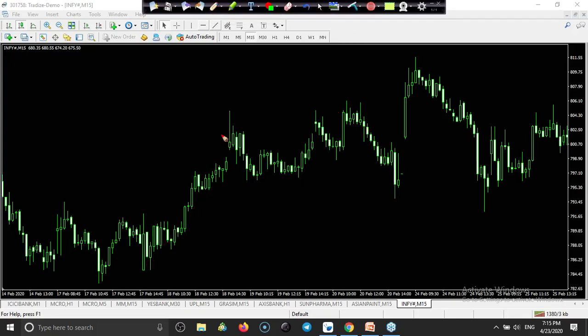Let me explain again. So phir se main bata raha hoon. Abhi market upward ja raha hai, higher high, higher low. Why? Pehle niche aa raha tha, yeh lower low banaya, next higher low bana ke upar chala gaya. So this is a lower low, this is lower high, and higher low and higher high.